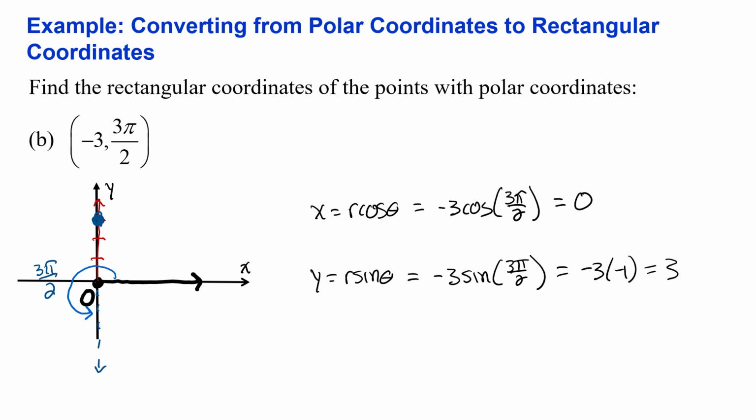Therefore, the rectangular coordinates of the given point P is the ordered pair 0, 3. And let's note, just as we observed from the graph, that this point would lie on the positive y-axis.